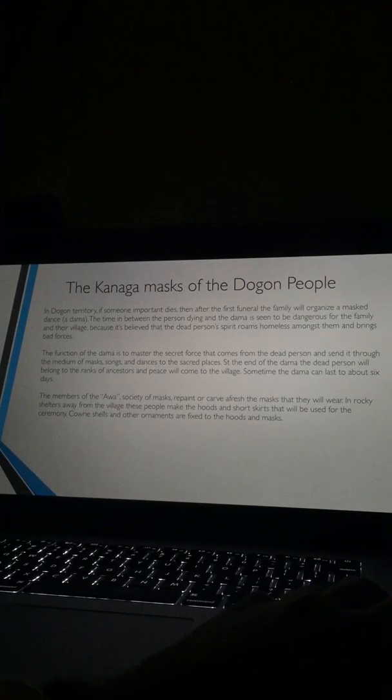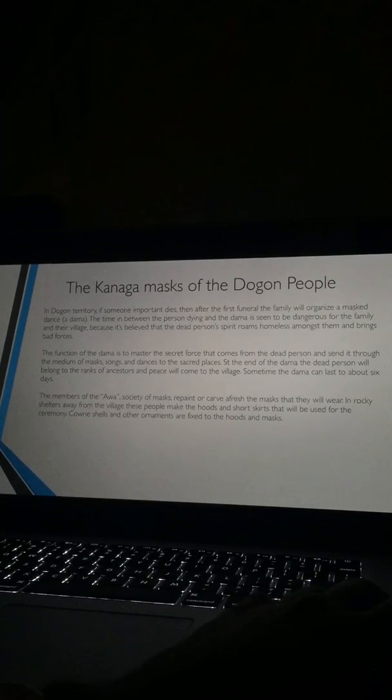The function of the dama is to master the secret force that comes from the dead person and send it through the medium of masks, songs, and dances to the sacred places. At the end of the dama, the dead person will belong to the ranks of ancestors and peace will come to the village. Sometimes the dama can last about 6 days.